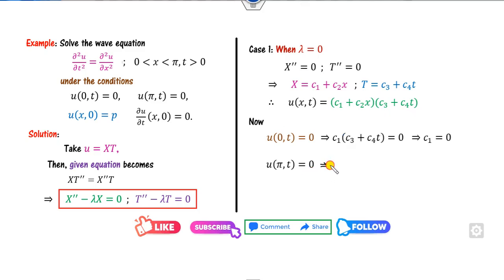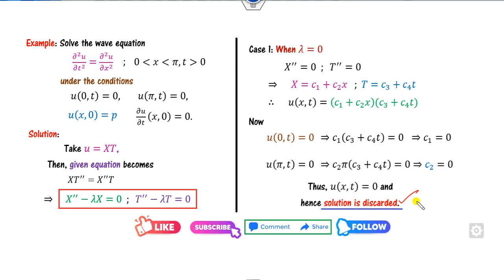Now, I can apply the second condition. Since C1 is 0, this value will be 0, so C2 pi (C3 plus C4 t) is equal to 0. Again, this number can never be 0, otherwise u will be 0. Pi can never be 0. Therefore, C2 is 0. Substitute the values of C1 and C2 in this equation. You will get u is 0, which is a trivial solution. Hence, our solution is discarded. Remember, we always need a non-trivial solution.